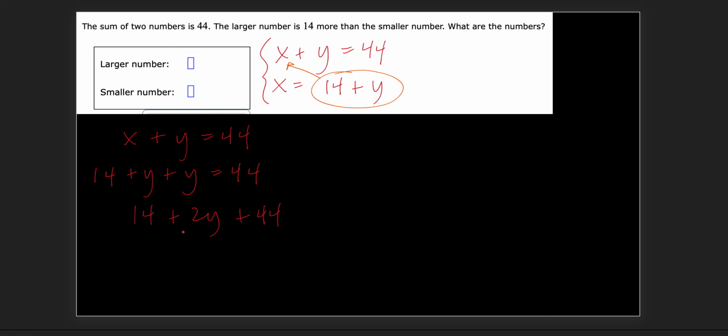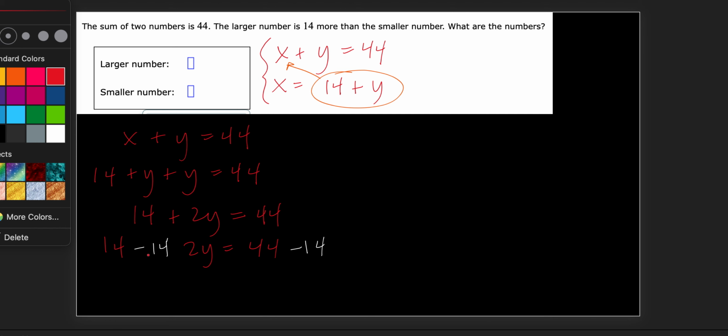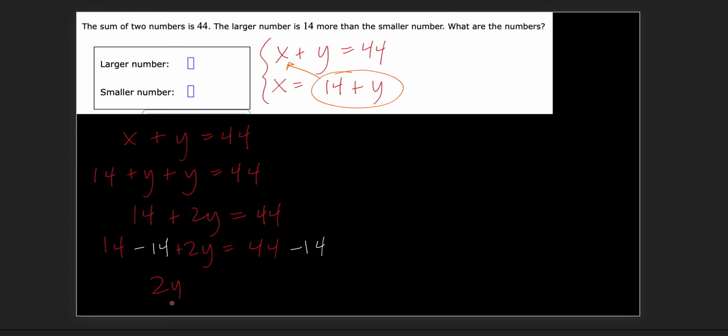Now I need to combine the 14 and 44. This should be equals here. The 14 and 44 need to be combined, so I'm going to make the 14 disappear from the left side and appear on the right side by subtracting 14, and do that to both sides. So this should be 2y equals 30, and y would be 15 there, because I know what 30 divided by 2 is.